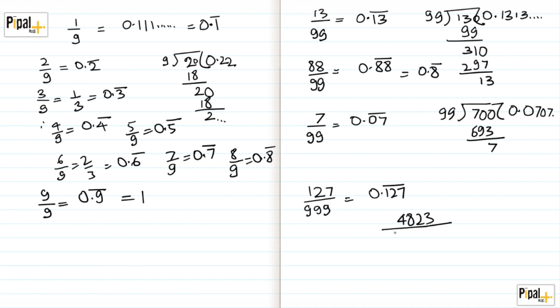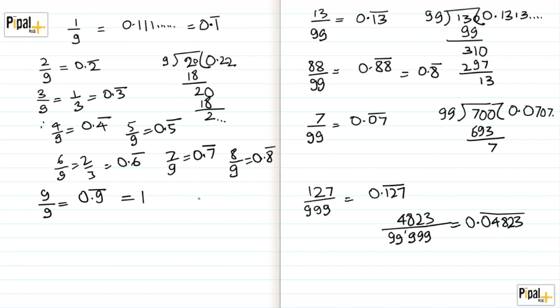4823 divided by 99,999. Now the denominator tells me that there's going to be repetition of 5 digits. I see only 4 here, so I just put a 0, 4, 8, 2, 3 and repeat these 5 digits, right? So this is how division by numbers with all nines happens, right?